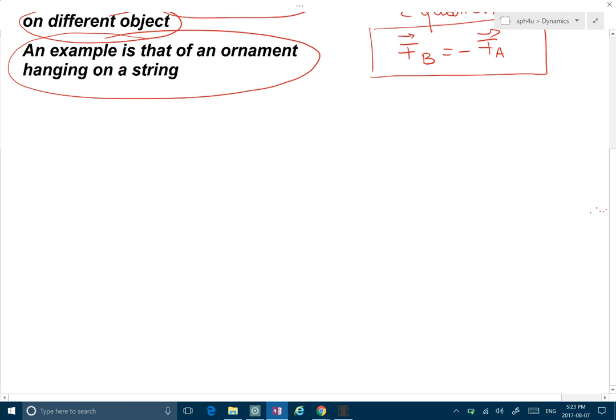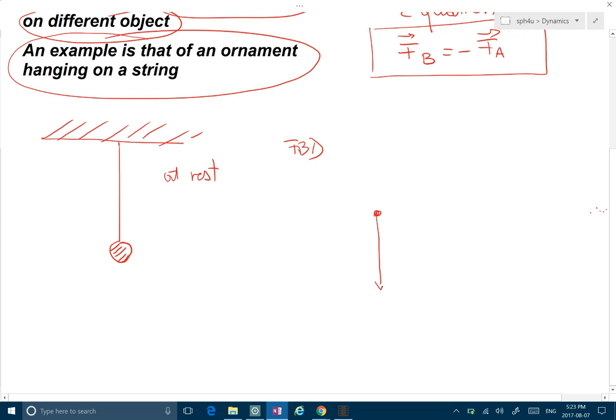So it says an ornament hanging on a string. So let's say we have a ceiling here, we have a string, and then we have an ornament hanging on it, right? And if we were to draw a free body diagram, and let's say that this is at rest, which means all the forces are balanced, okay? So if I were to draw a free body diagram for the ornament, I would have Fg pointing downward and Ft pointing upward, and they are in opposite direction and equal in magnitude.